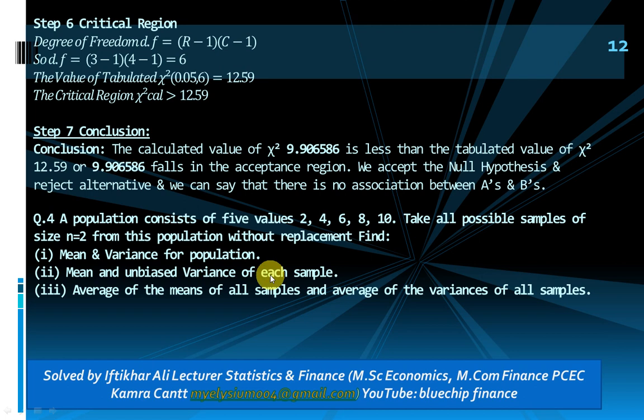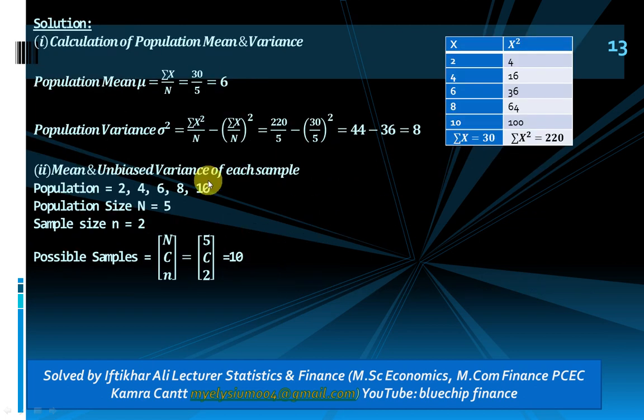After that, now we are going to calculate the second thing, the mean and unbiased variance for each sample. So first of all, we need to make the samples. Because it is the case of without replacement, we can calculate all possible samples through the combination method, uppercase N C lowercase n. Lowercase n is the sample size and the population size is denoted by uppercase N, so 5C2, 1, 2, 3, 4, 5. So 5C2 is 10.